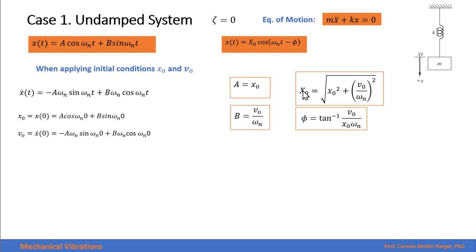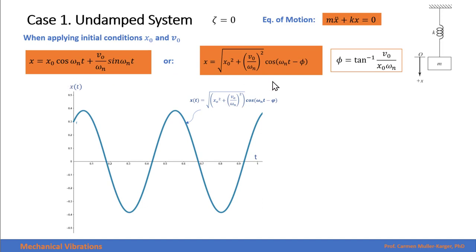And remember, we can always rewrite the expression as a single cosine function. The amplitude will be the square root of A squared plus B squared, therefore I get this expression. And the phase angle will be the inverse tangent of v sub 0 over x sub 0 omega n. And this is a system that oscillates at its natural frequency.